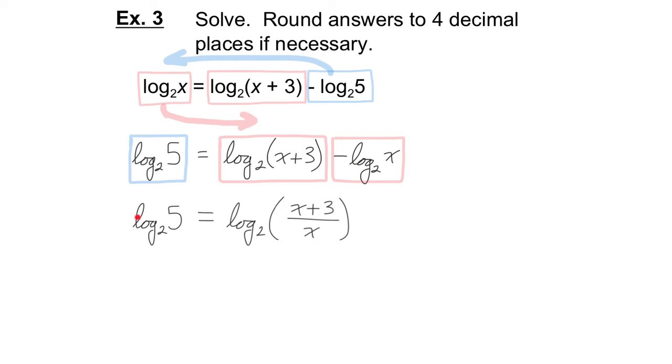So we end up with this. Log base 2 of 5 equals log base 2 of x plus 3 divided by x. Notice this. Log base 2 on the left, log base 2 on the right.